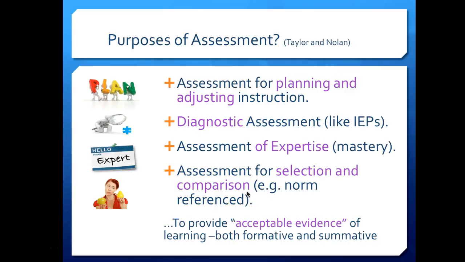And assessments for selection and comparison, which you're not going to be developing, but students have to be tested on regularly, norm and criterion reference testing. All of this is to provide acceptable evidence of learning, both formative and summative. What shows you that students have learned what it is you're hoping they will have learned?